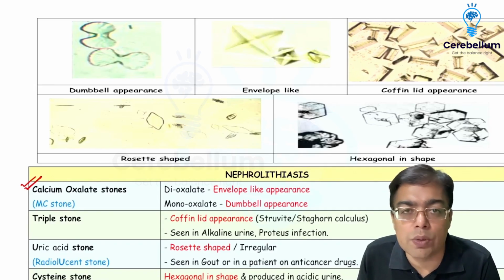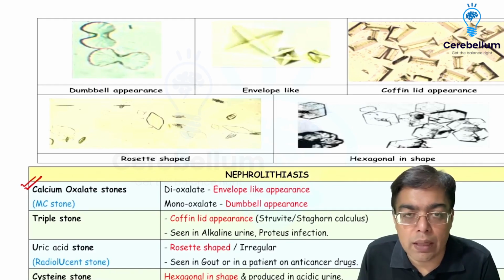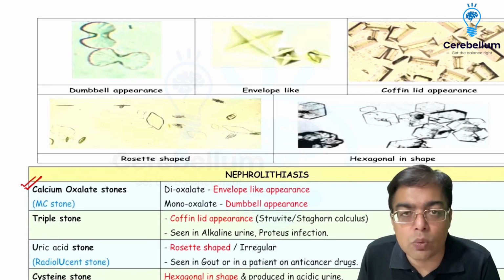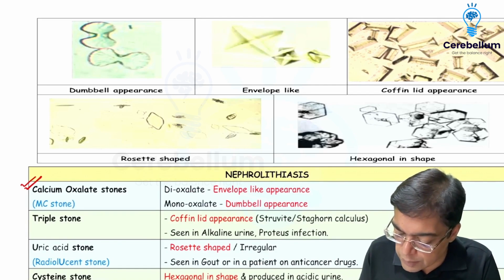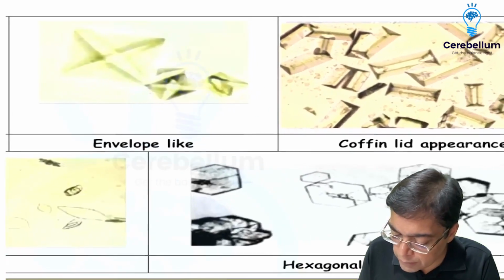A second stone that we need to associate with alkaline urine, with the presence of infection caused by urea splitting organisms like Proteus, and the one which is going to be having the presence of the three components. Triple stone is the name used, magnesium ammonium phosphate. Magnesium ammonium phosphate is going to be having a standard appearance which is going to be coffin lid appearance.